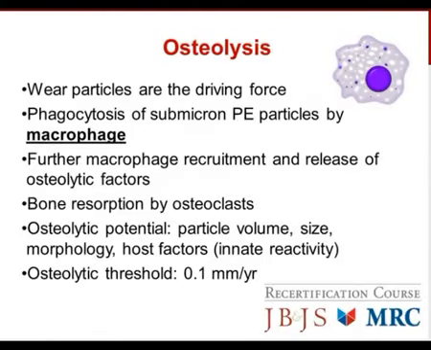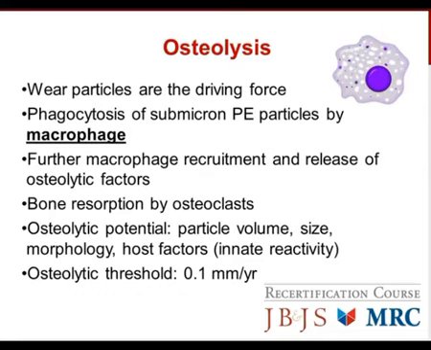Osteolysis, of course, is an important concept to understand. Wear particles, whether that be polyethylene or metal debris, are the driving force behind osteolysis. Osteolysis occurs when the macrophage phagocytizes submicron polyethylene particles. And it's important to remember the macrophage is the key cell in osteolysis when we're talking about polyethylene. That's different for metal on metal hips, and we'll talk about that here in a minute. The macrophage is the one that releases the osteolytic factors that ultimately result in bone resorption by osteoclasts. So the macrophage and osteoclasts are the two key cells involved in osteolysis with polyethylene.